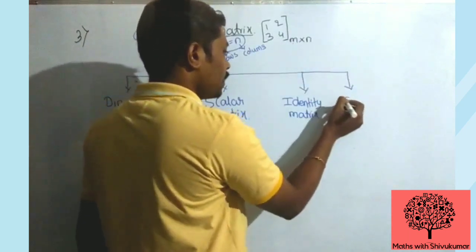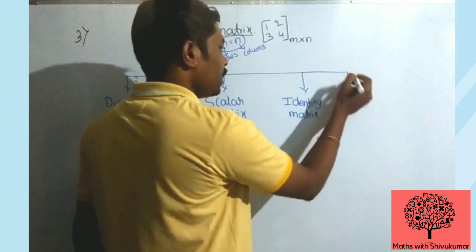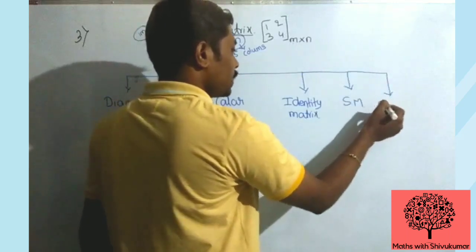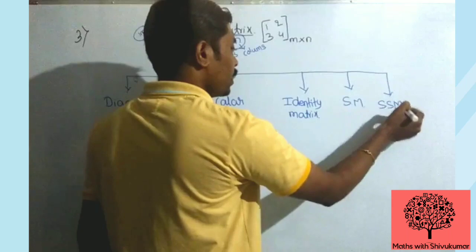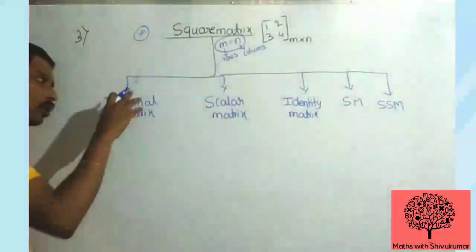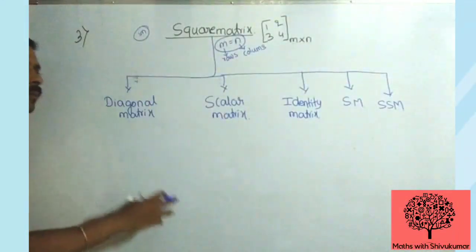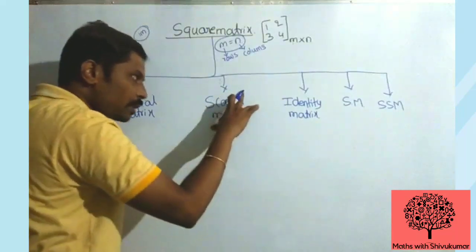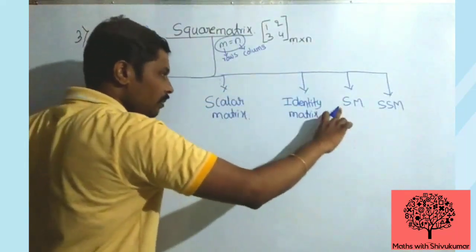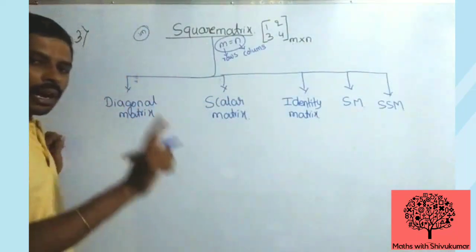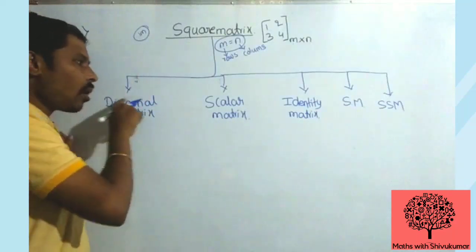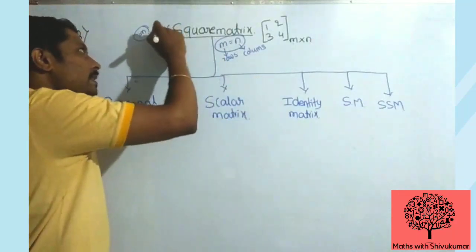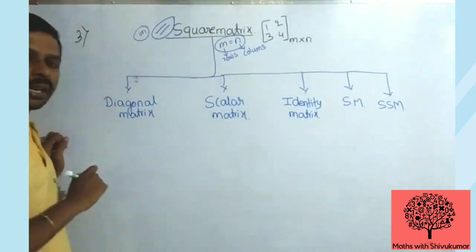Another one, I will say it is SM. SM means symmetric matrix. SSM means skew symmetric matrix. If you want to write the definition of the diagonal matrix, the scalar, identity, symmetric, skew symmetric, always remember these all matrices are basically square matrices.